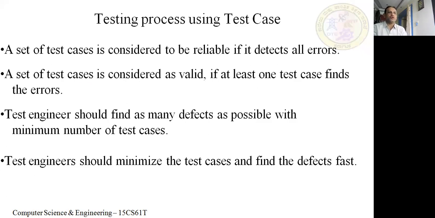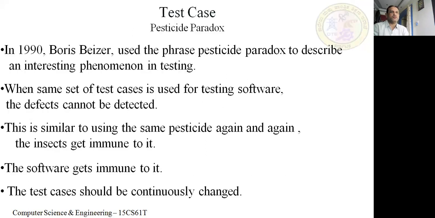Then the test engineer should find as many defects as possible with a minimum number of test cases. What is the aim of a test engineer? To find many defects with a minimum number of test cases. Having 1000 test cases and finding 2 is a waste. With 2 or 3 test cases, find 100. That is a good test case. You need not have large test cases. Test cases should be minimum, but you should find more defects. Test engineers should minimize the test cases and find the defects as early as possible.